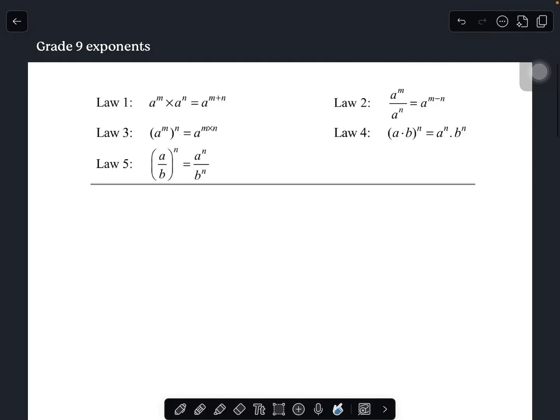Hi guys, today we're going to do grade 9 exponents. We're just going to quickly run through the laws for you guys. The first law is when you multiply two like bases, you add the exponents.